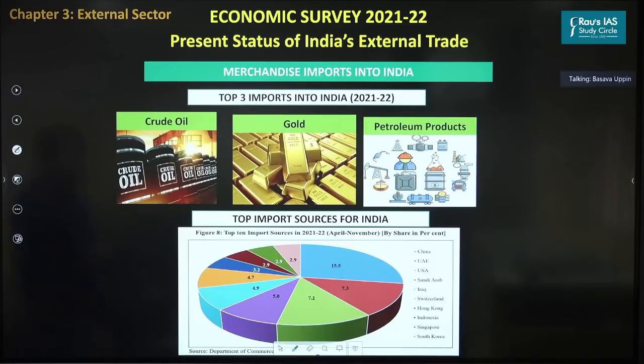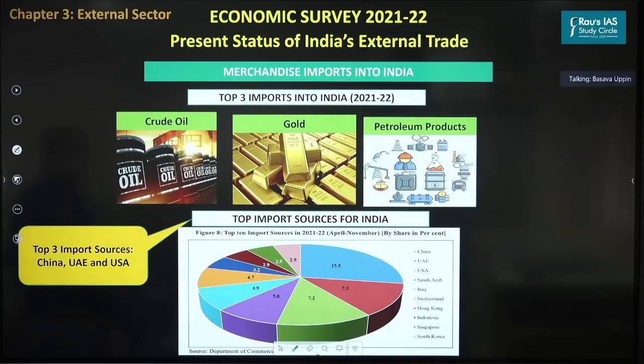Merchandise imports into India: crude oil, gold, and petroleum products. Top import sources are China, UAE, USA. Please remember these important facts.